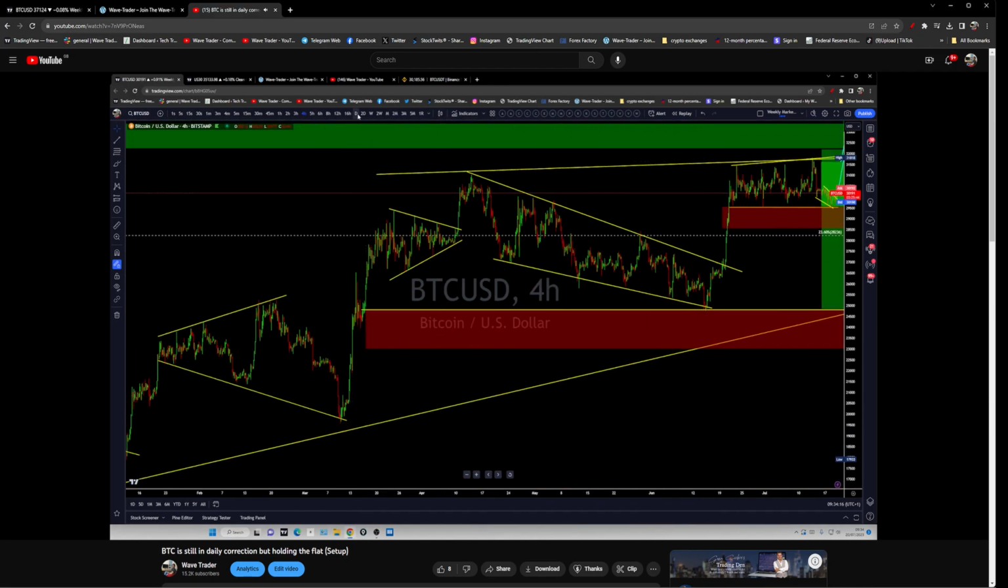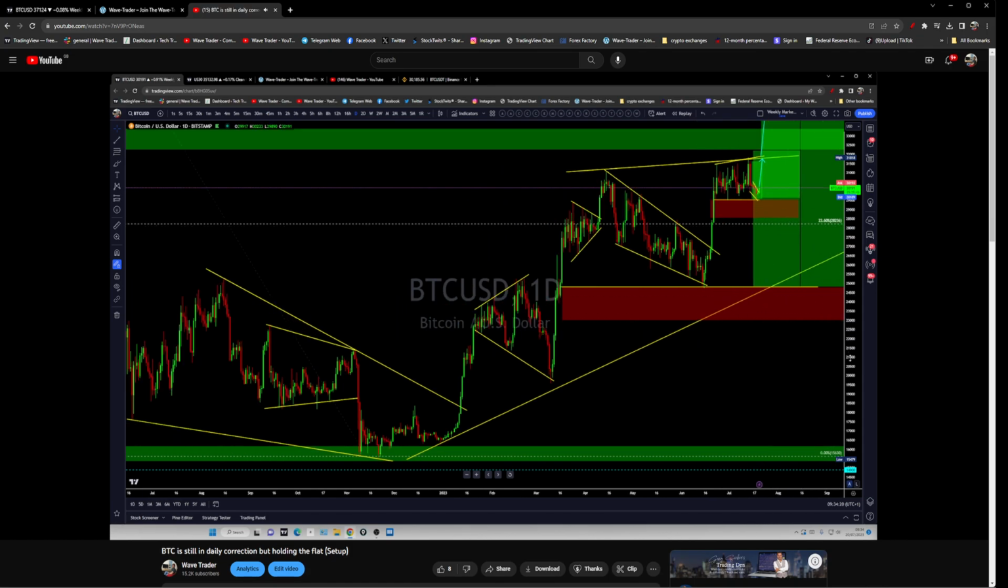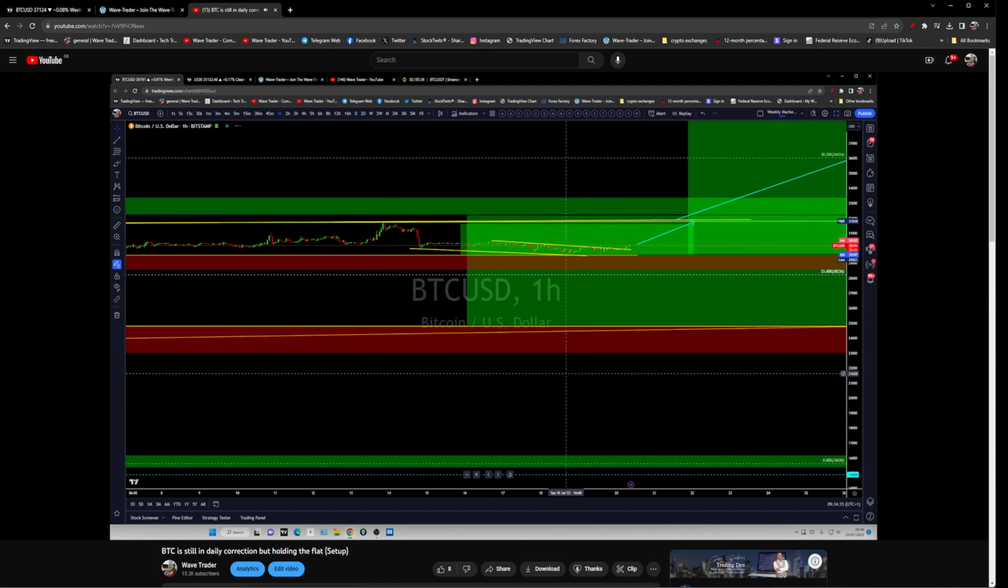But in case this flat we are having does not break out for more upside, and in case it breaks down, then remember this bigger picture for the longer term. We are not looking for that move yet. Now let's get back to the lower time frame where we need to pay attention.